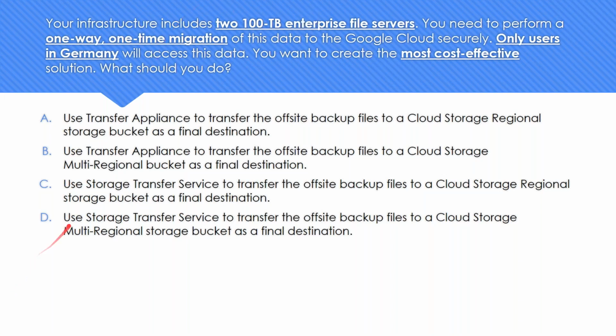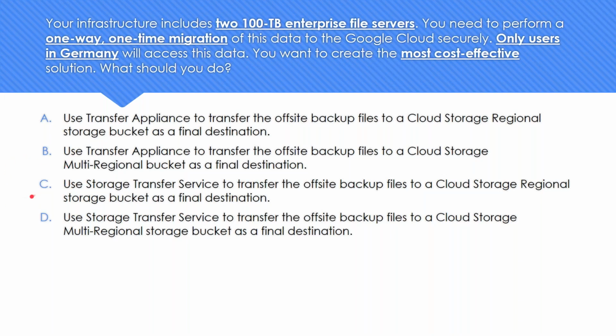Basically I directly look for something which has transfer appliance. Option A: use transfer appliance to transfer the offsite backup file to Google Cloud regional, because access is only from Germany as the final destination. That's a good option. Option B: use transfer appliance, same thing, but instead of regional, they are going with multi-regional. If I go with multi-regional, it's going to be expensive, and also not going to fulfill the requirement, because it's going to be replicated across multiple regions. They want only Germany. So B gets ruled out.